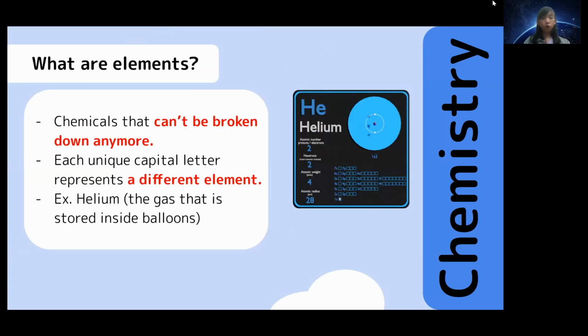So first of all, what are elements? Elements are particularly chemicals that can't be broken down anymore. And each of them has a unique capital letter, which is the symbol that represents a different element. For example, helium, which is the gas that is stored inside balloons. Its symbol is He.